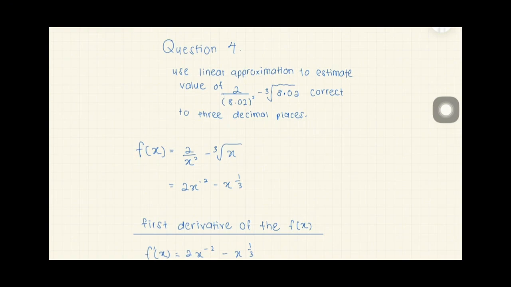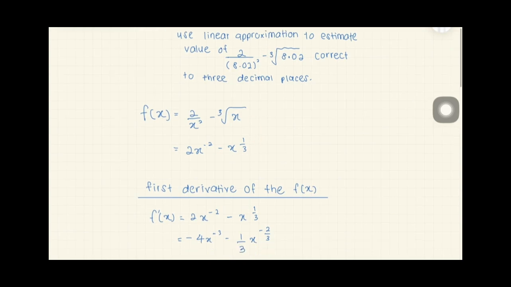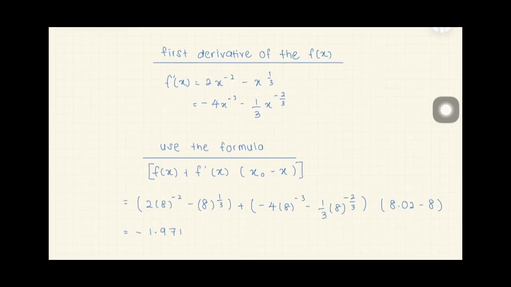So we get f(x) equal to 2 over x squared minus cube root of x. And then we change this into index law, which is 2x to the power of negative 2 minus x to the power of 1 over 3. And then we find the first derivative of the function, which is f prime(x). So first, we put the power to the front, which is negative 2 times by 2, we get negative 4. And then negative 2 minus 1, we get negative 3. After that, 1 over 3, we put to the front, we get 1 over 3 x. And then 1 over 3 minus 1, and we get x to the power of negative 2 over 3.